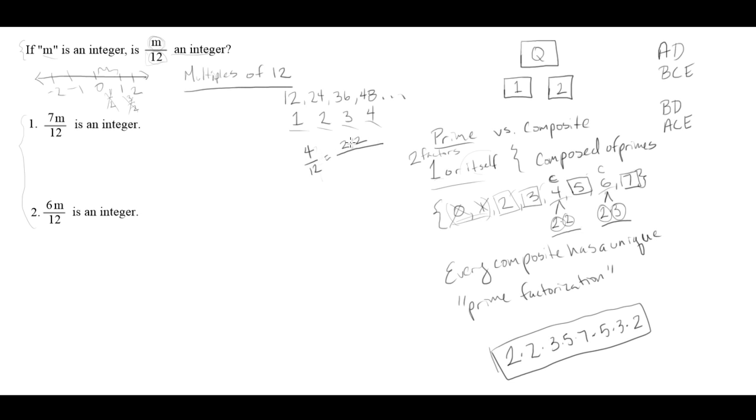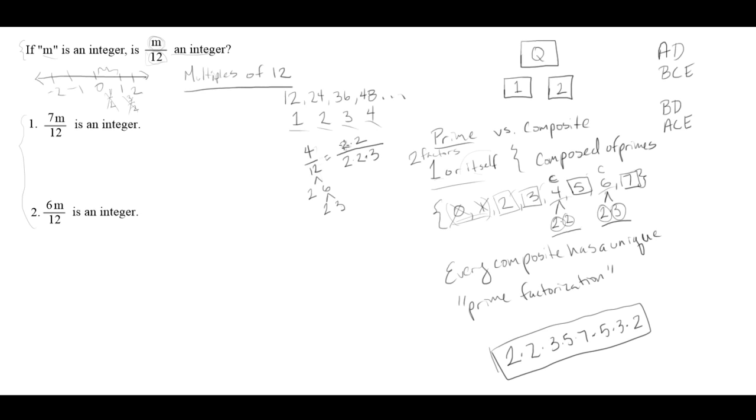Well, 4 is equal to 2 times 2, right? What about 12? 12 is equal to 2 times 6, and 6 is equal to 2 times 3. So no matter how I do it, 2 times 2 times 3 is going to be 12. So 2 times 2 times 3 is equal to 12. So 4 over 12 is equal to 2 times 2 over 2 times 2 times 3.